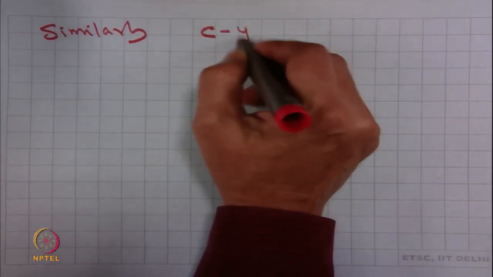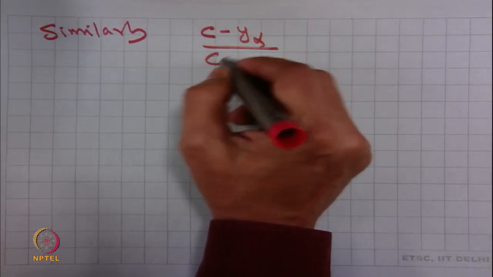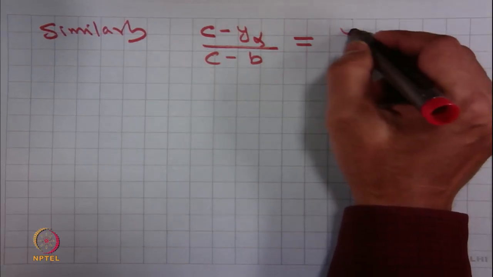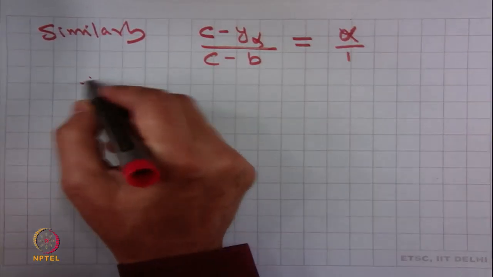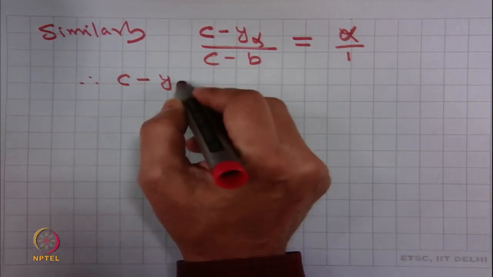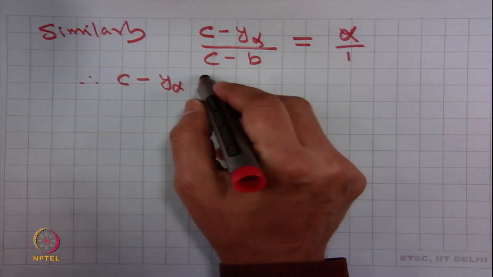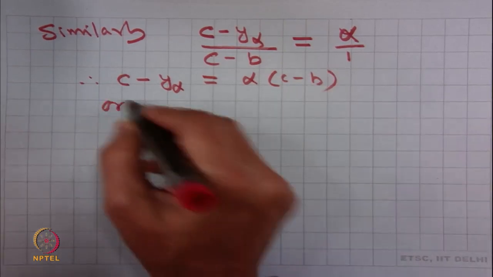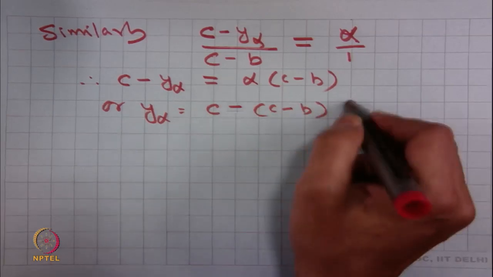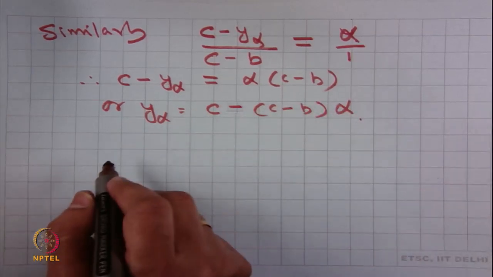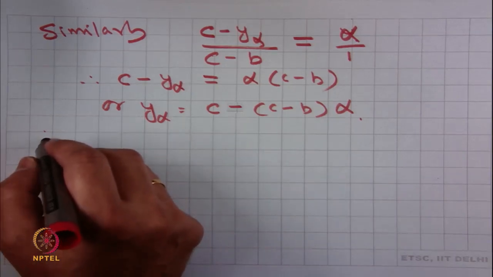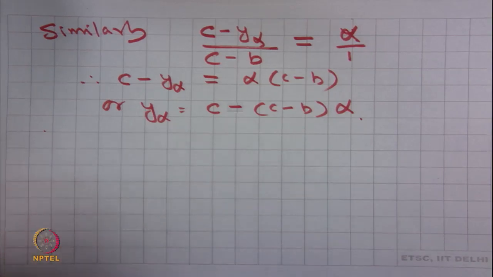Similarly, (C minus y alpha) upon (C minus B) is equal to alpha upon 1. Therefore, C minus y alpha is equal to alpha times (C minus B), or y alpha is equal to C minus (C minus B) alpha. Now, given A, B, C, one can therefore easily calculate the corresponding alpha cuts.